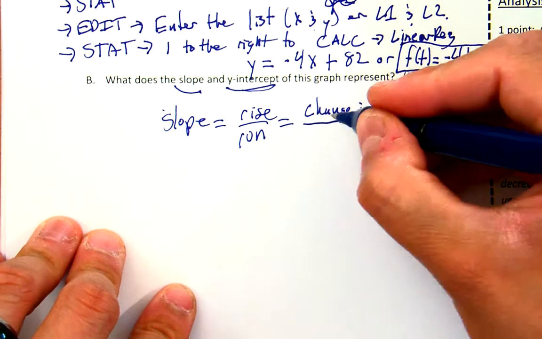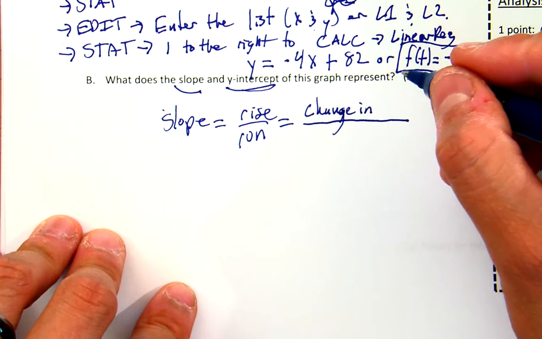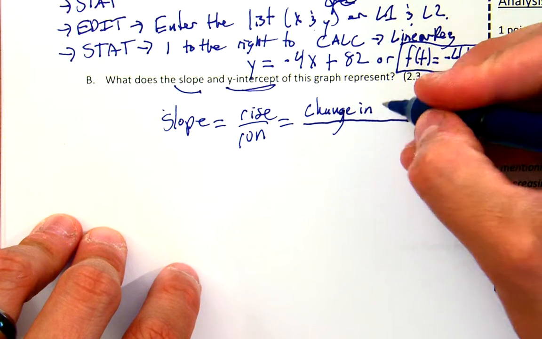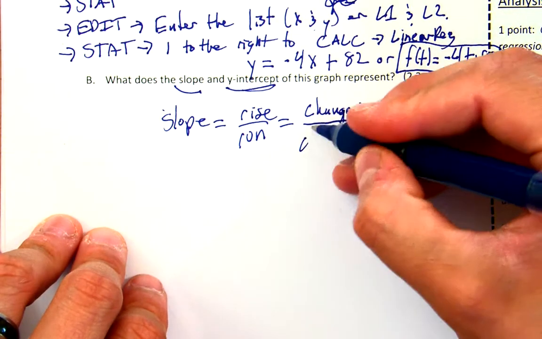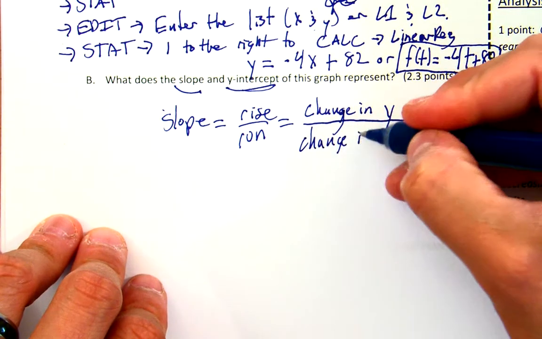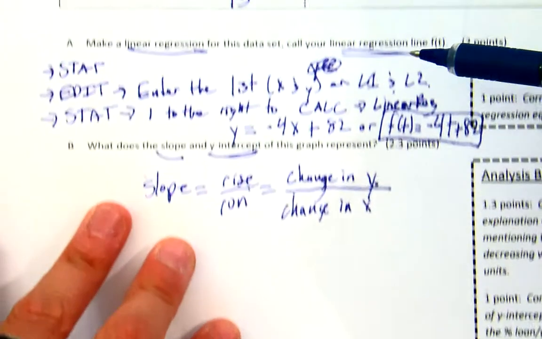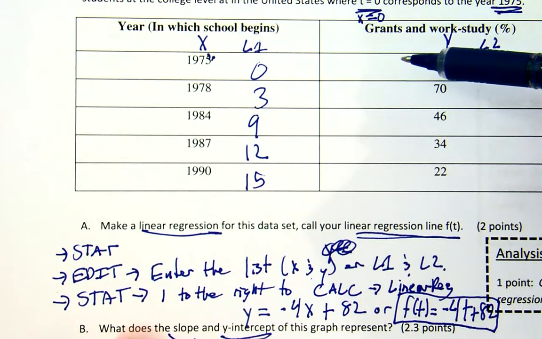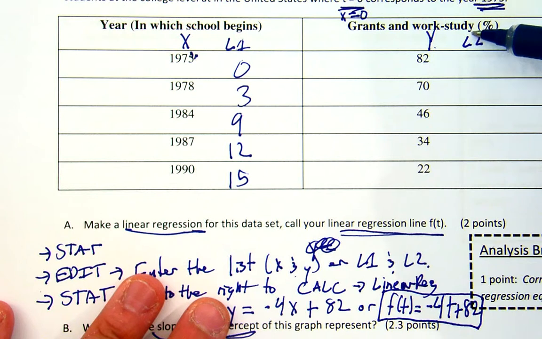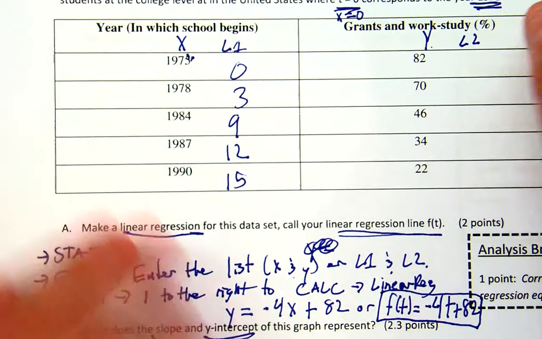Does anybody remember from Algebra 1? Rise is the change in what? Change in y over the change in x. Okay? And y represents what? Y is my grants and work study. So the rise is really the change in y.